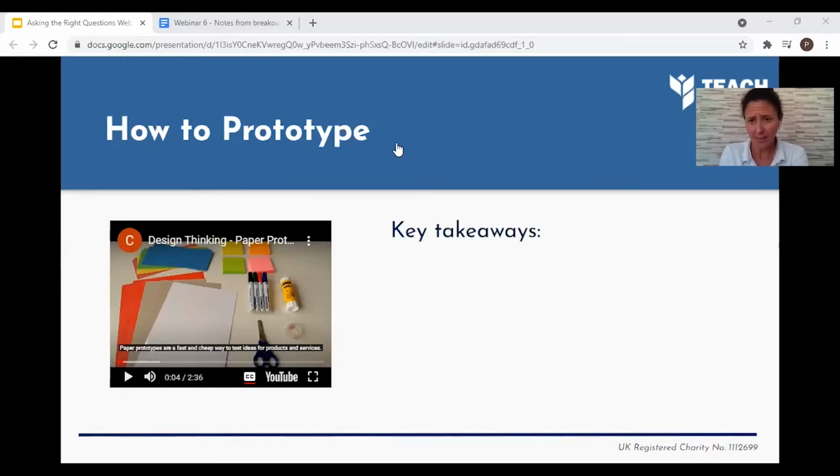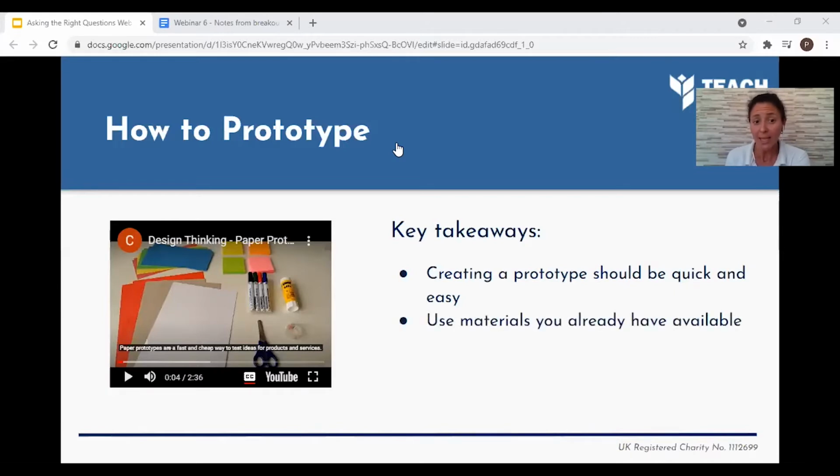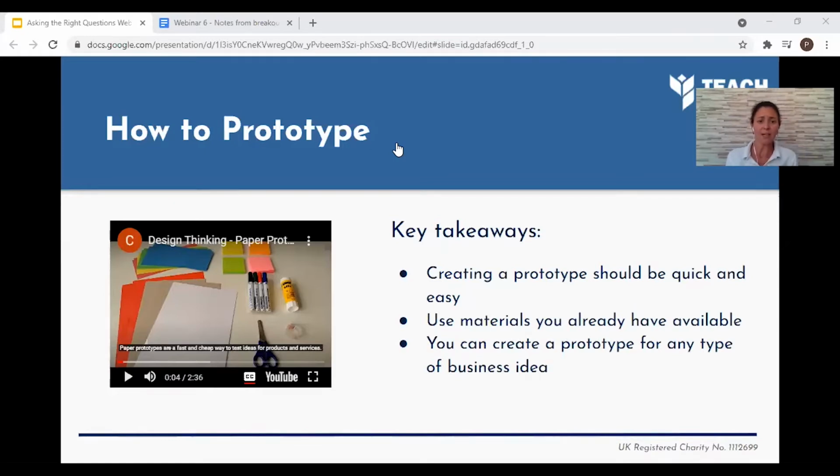So it's mainly, I was saying, a quick and easy way to create something to show your idea to your potential customers. And what we saw in the video as well, you don't need expensive materials, right? You can just have a pair of scissors, paper, and you can create actually a prototype for any type of idea, whether it's a digital product like a website or app, a physical product, or even a service, as we saw in the video.